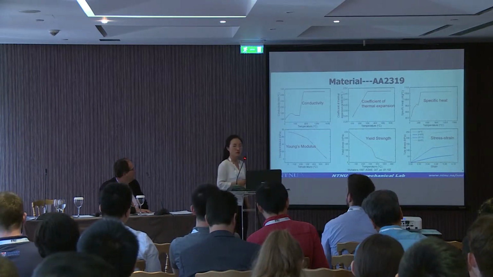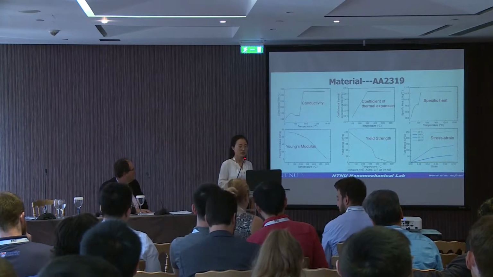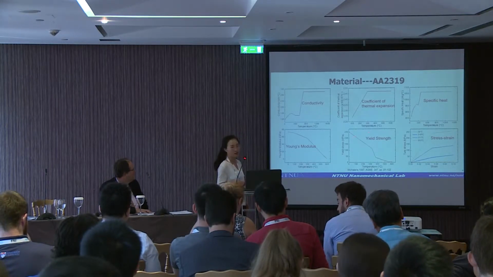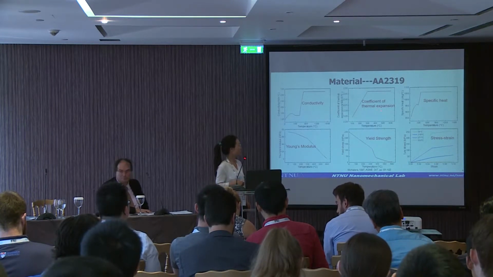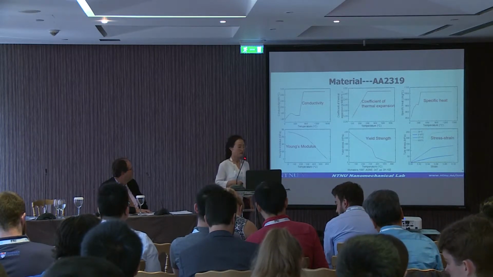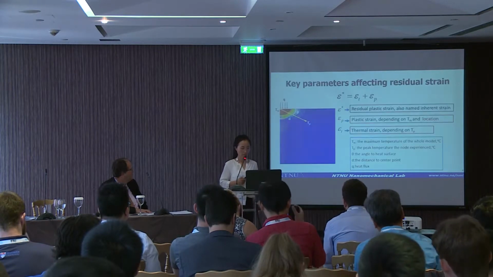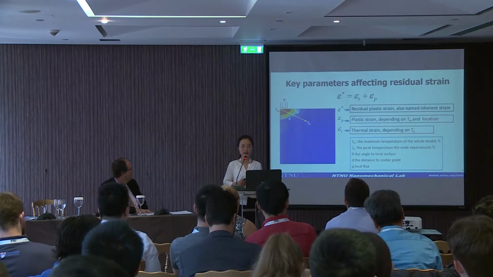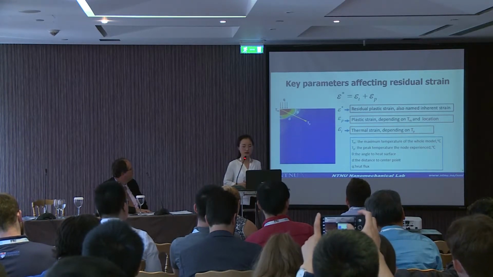In my work, the material is aluminum alloy 2319, and all of these parameters depend on temperature: the conductivity, coefficient of thermal expansion, specific heat, Young's modulus, the yield strength, and the stress-strain curve. Before showing simulation results, I would like to analyze the key parameters affecting residual strain first.